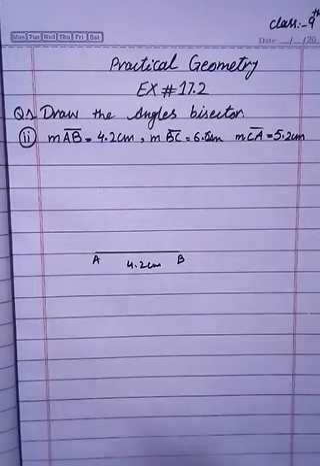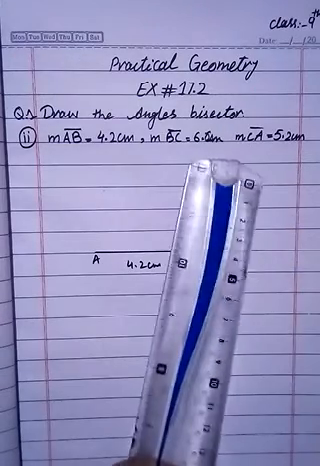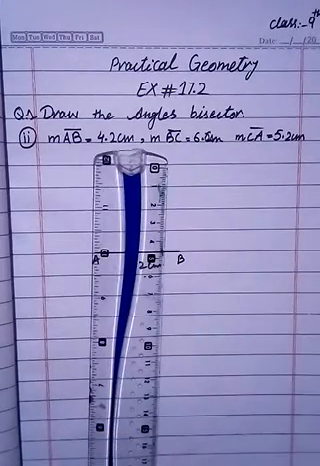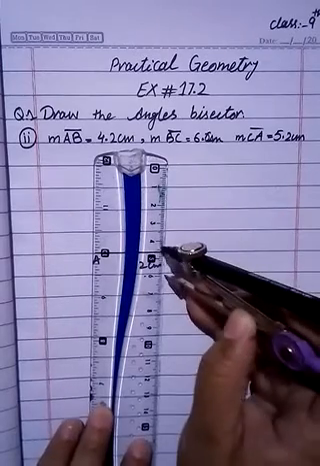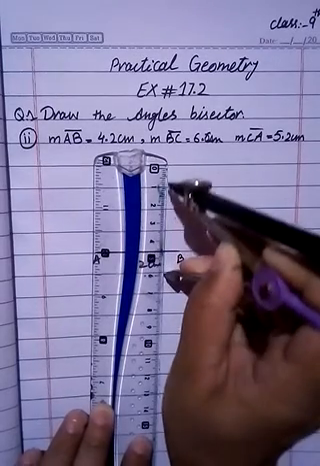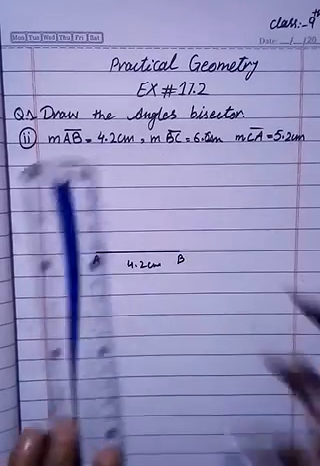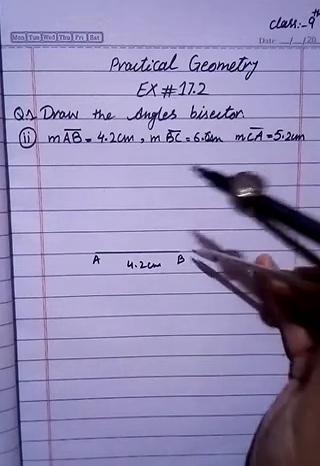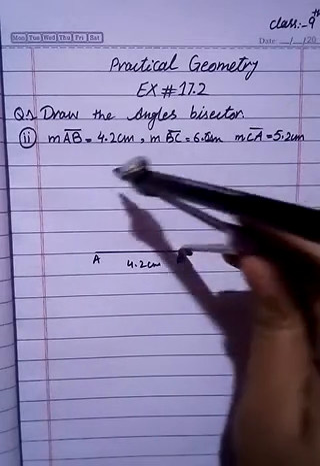Now next is BC. BC equals to 6 centimeter. Now you have to take scale. You have to open compass from 0 to 6 centimeter. This is 6 centimeter, from 0 to 6 centimeter. Now I have opened. Now BC, C is not mentioned here, so you have to put compass at point B and draw arc.